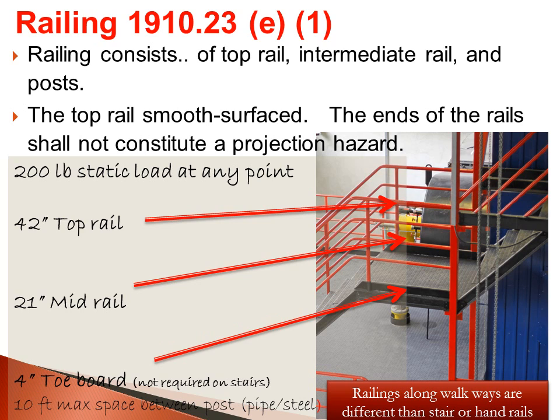So a railing consists of a top rail, an intermediate rail, and posts. The rail should be smooth and not constitute any kind of projectile hazard. The top rail is 42 inches from the ledge, the mid rail is halfway between at 21 inches, and a toe board, although it's not required on stairs as you see it here, you should have at the top of your platform.